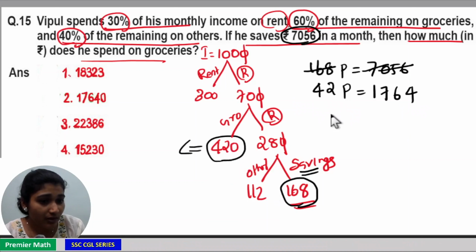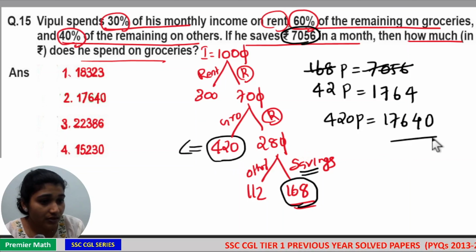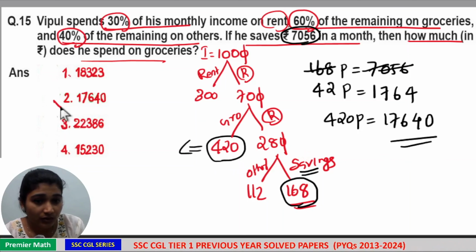Then 420 part, the money spent on groceries, is equal to 17640. Option 2 is our answer.